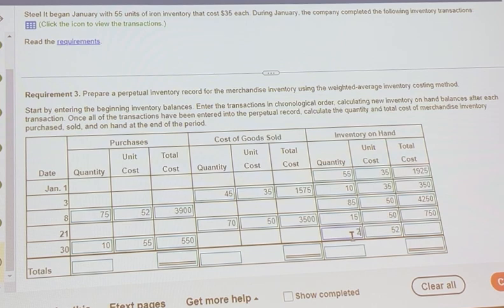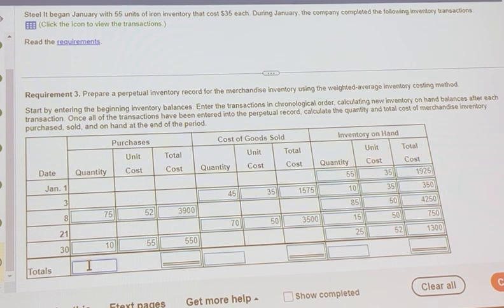We have 25 units now in our ending inventory, and multiplying our new weighted average cost times the 25 units gives us a total cost in our ending inventory of $1,300. And then I'll fill in the totals.